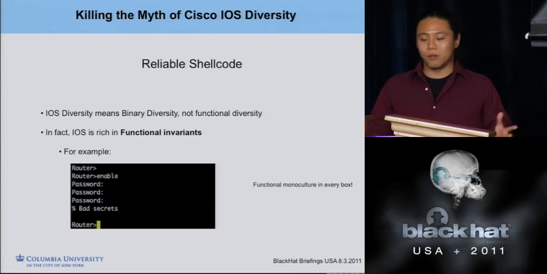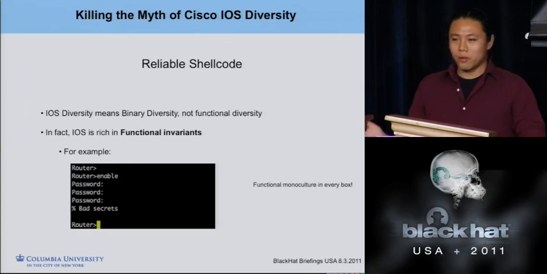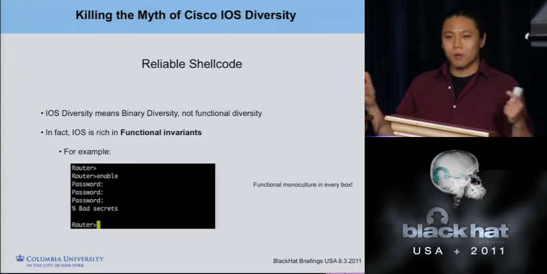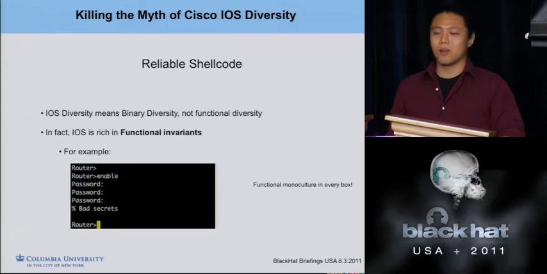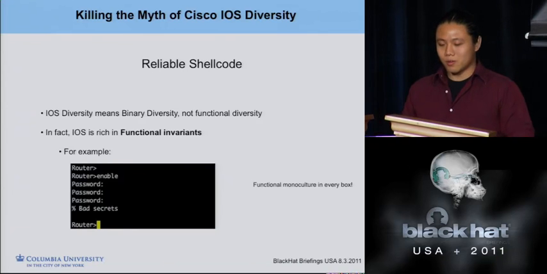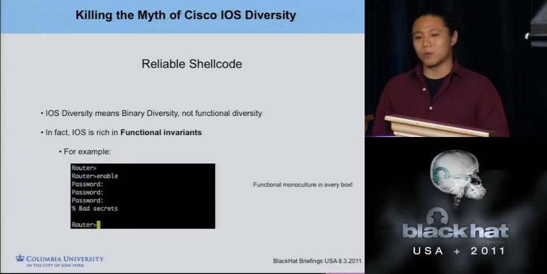And here's a good example of what I'm talking about. Regardless of software version, on any iOS device on the admin interface, if you put in the enable command and you put in the wrong password 3 times, a very predictable string is going to come out. It's going to be either bad secrets or bad password.